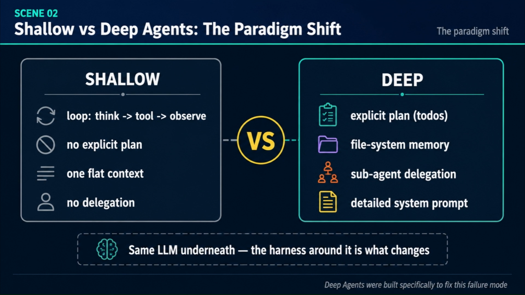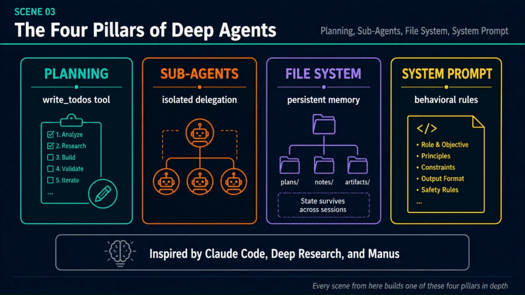None of these 4 capabilities require a more powerful model. They're architectural additions, engineering scaffolding around the same underlying reasoning engine. This is precisely why the distinction matters practically. You can often turn a shallow agent into a deep one without touching the model at all, simply by adding the scaffolding. This architecture rests on exactly 4 pillars, identified by studying what made systems like Claude Code, deep research, and Manus so much more capable than a typical tool calling agent.